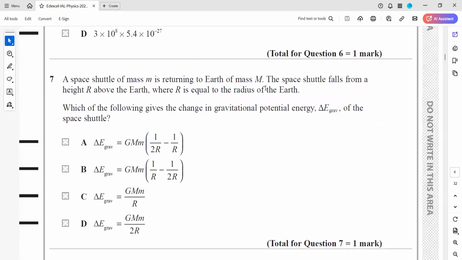Then a space shuttle of mass m is returning to Earth. The space shuttle falls from a height r above the Earth, where r is equal to the radius of the Earth. Which of the following gives the change in the gravitational potential energy?